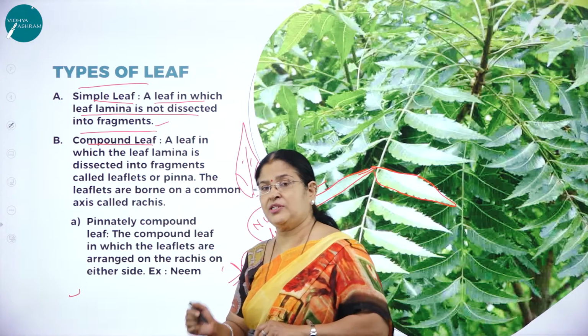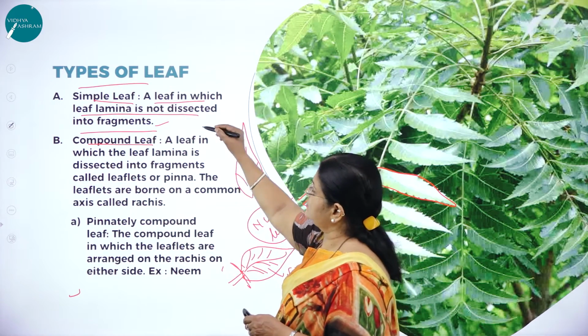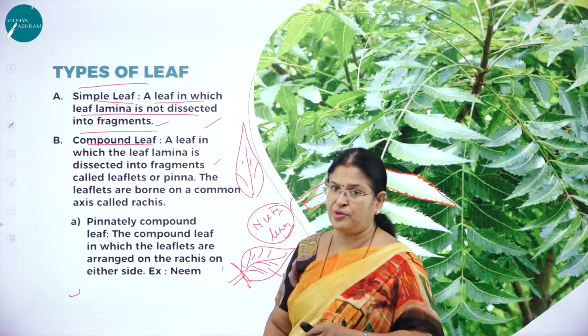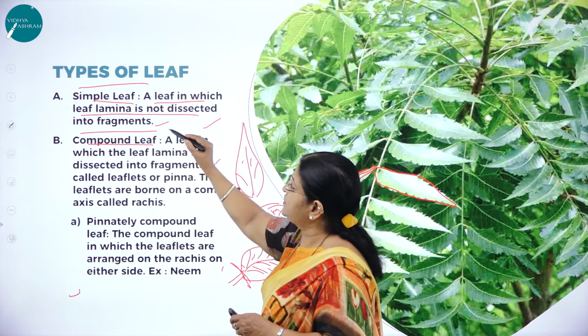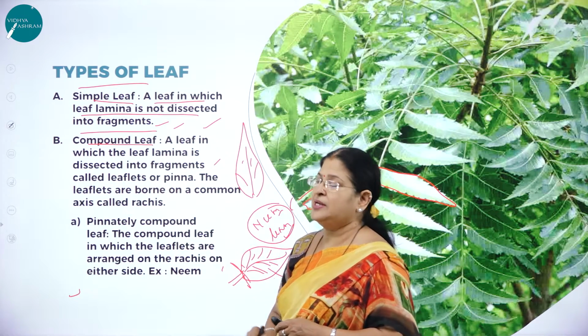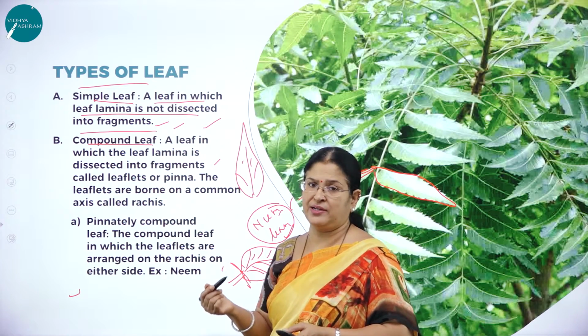What are the two types of leaf? We come across two types of leaf. One is called the simple leaf, the other one is called the compound leaf. What is a simple leaf? A leaf in which the leaf lamina is not dissected into fragments. Clear? As a classical example, you can take the hibiscus plant leaf.